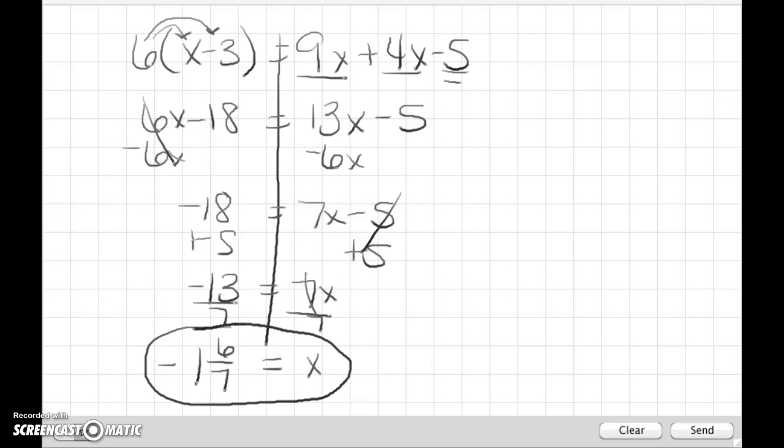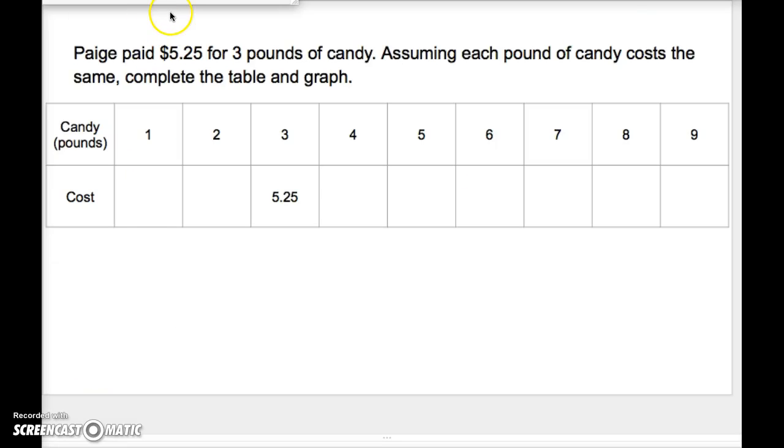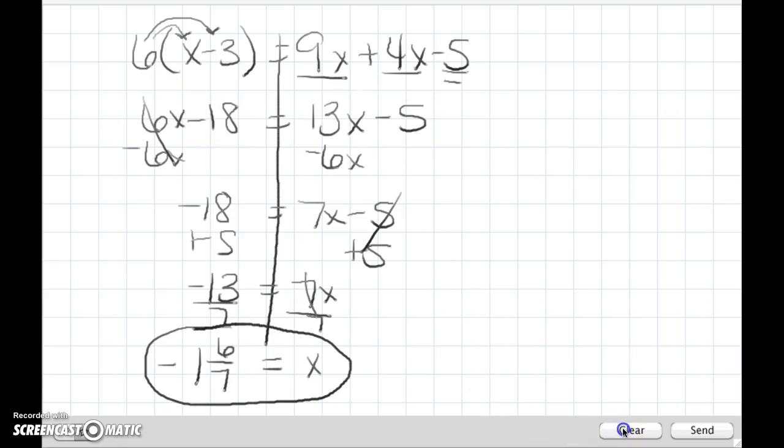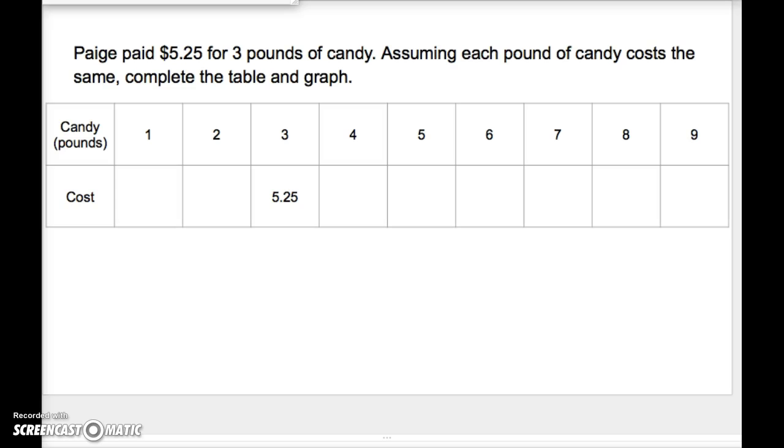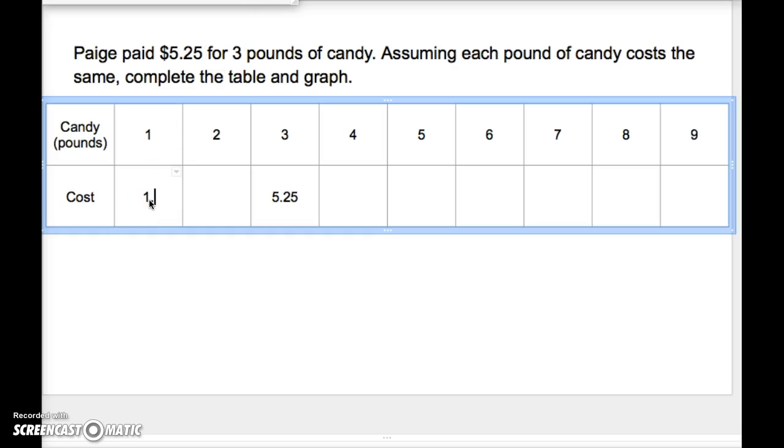Okay, last problem. It says Paige paid $5.25 for 3 pounds of candy. Assuming each pound of candy costs the same, complete the table and the graph. So they have that in the table. First thing you need to do is to find the unit rate. So we're going to take the cost per pound. So that was $5.25 for 3 pounds. When you divide that out, you get $1.75. So that's what it costs for 1 pound of candy. So that's going to come right here in this box. And then for each one, I'm just going to take $1.75 times however many pounds of candy are in there. So go ahead and fill that in, and you can check your answer here in just a second.